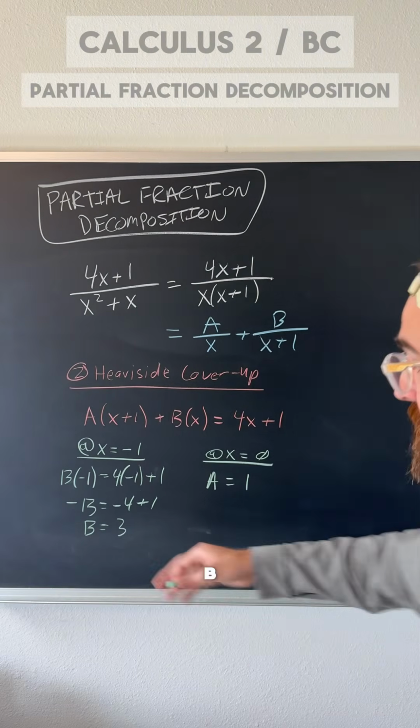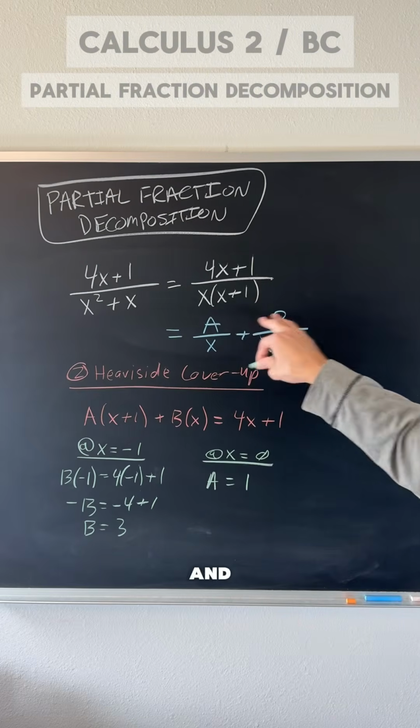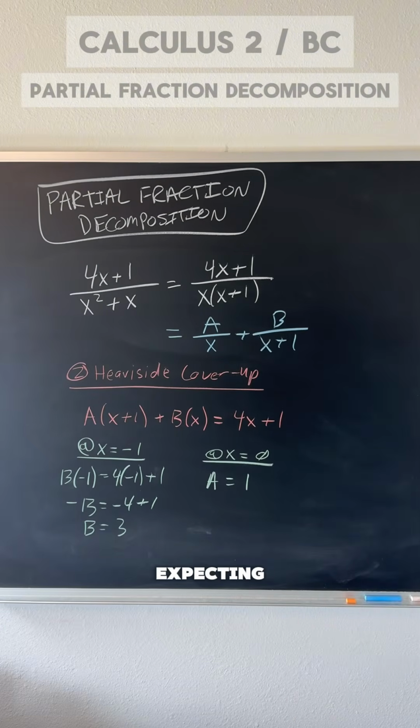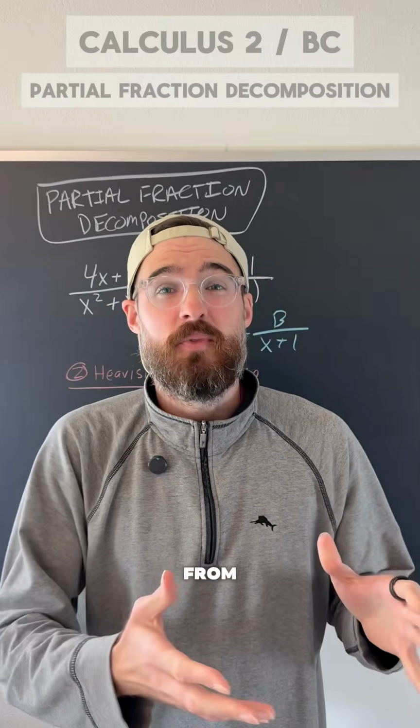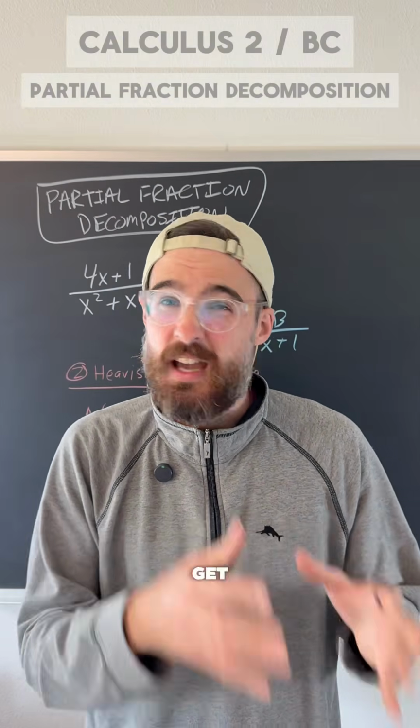Again, notice that the A and the B values we found were the same as the first method, and plugging in would give us the same expression as we were expecting. Occasionally, you might benefit from using a combination of both of these methods to get your coefficients.